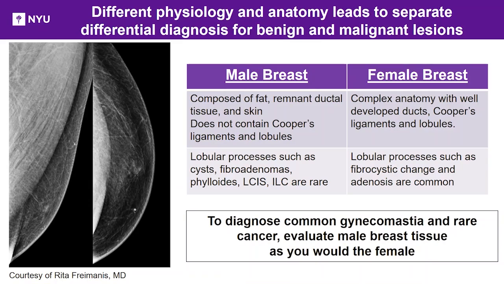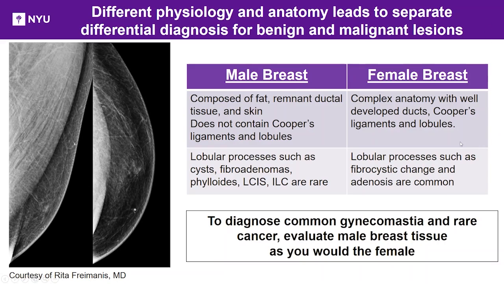And if we go on and look at the images of the breast, you'll see this picture of the male breast here. It's composed mainly of fat, ductal tissue, and skin. And of note, it does not contain Cooper's ligaments and lobules. So when I look at the male breast, it always has a triad of findings: prominent pectoralis muscle, small nipples, as well as a small nipple areolar complex. And that's in contrast to the female breast, where you will see Cooper's ligaments and lobules.